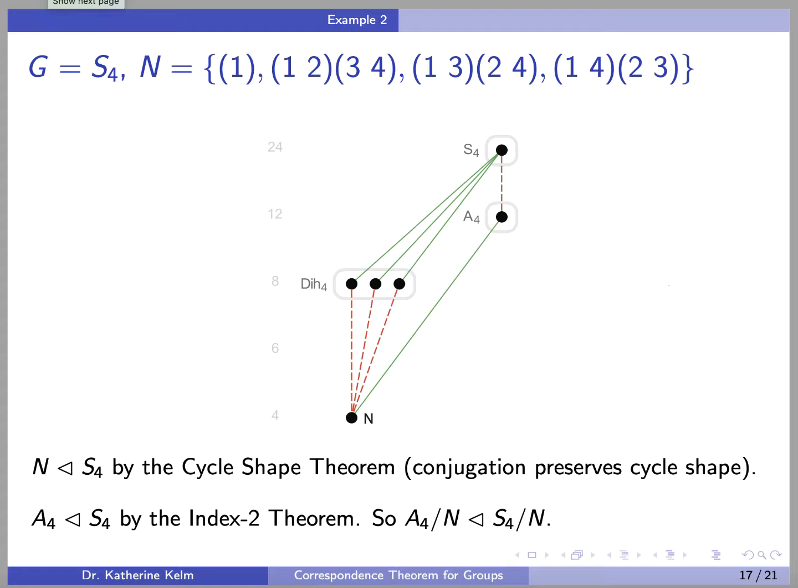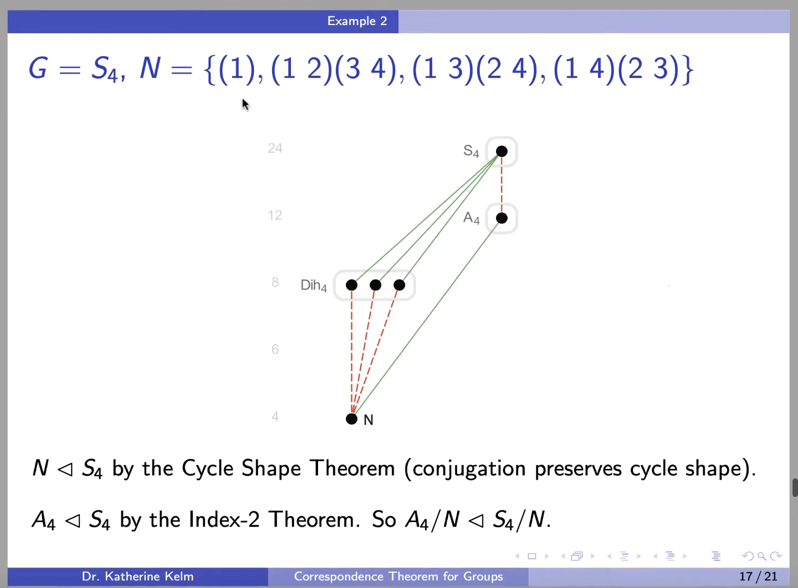First of all, let's note that N is normal in S4 by the cycle shape theorem, which says that conjugation preserves cycle shape. N consists of all of the elements of S4 that have this cycle shape, namely two 2-cycles when expressed as a product of disjoint cycles. And so if you conjugate anything in N by anything at all in S4, you will wind up back in N.